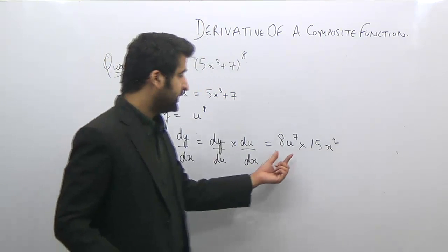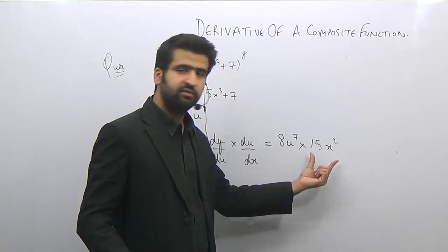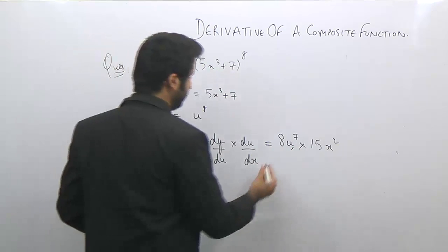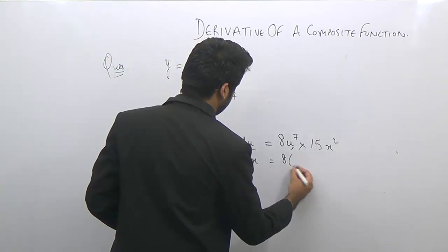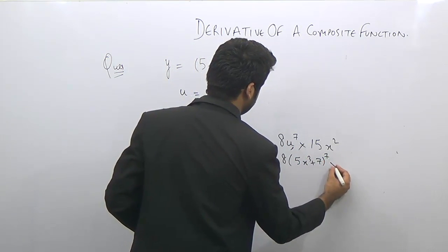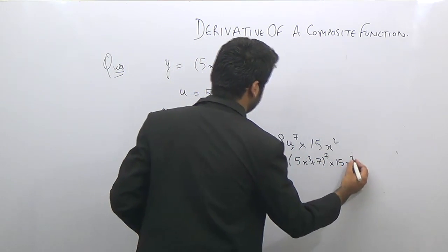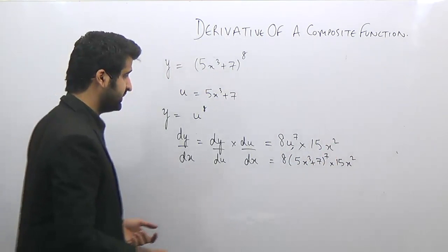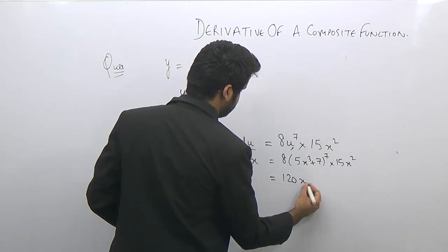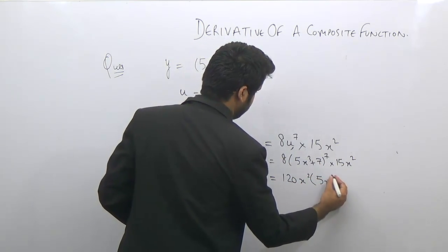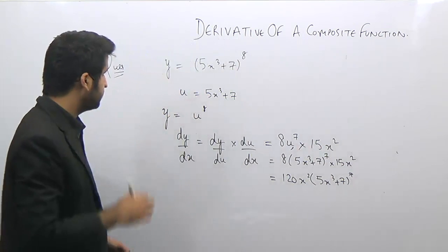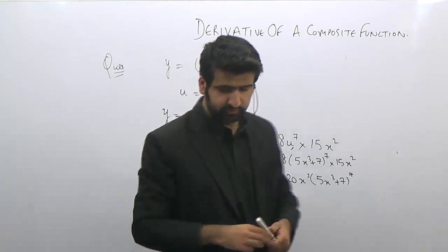So this will be 8 times u to the power 7 multiplied by 15x square. Now the value of u is 5x cube plus 7. So this is 8 times (5x cube plus 7) to the power 7 multiplied by 15x square. So this will be the final answer: 120 times x square into (5x cube plus 7) to the power 7. So this will be the answer to this question.